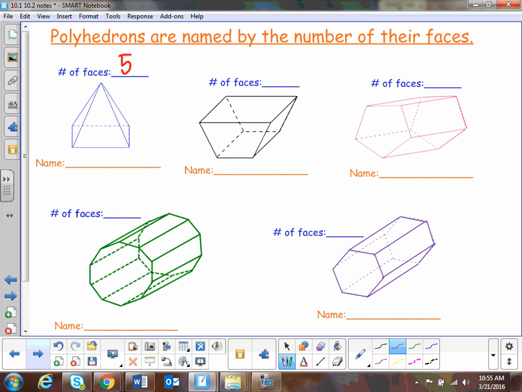It's kind of related to the polygons. Polygons are classified by how many edges or sides they have. Well, this is how many faces. So we're going to write it. How many faces does that next one have? 6. So what would that one be? Hexahedron. How many does that one have? 7. You remember the 7 prefix? One is always forgotten. Heptahedron.